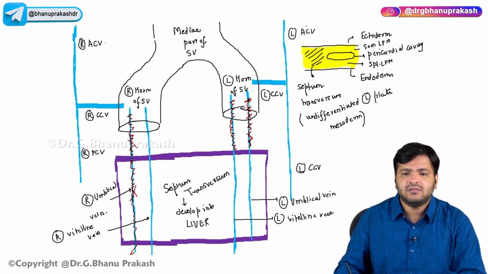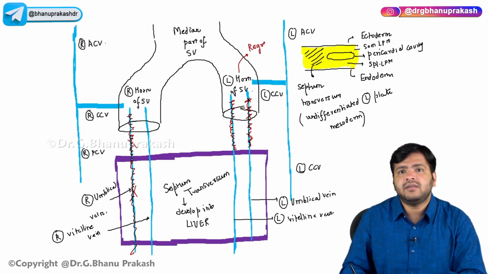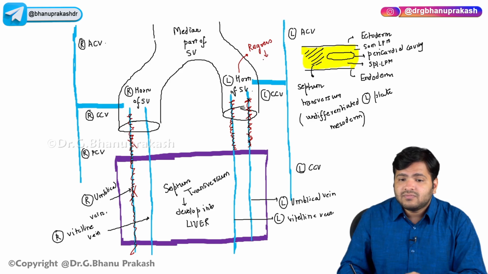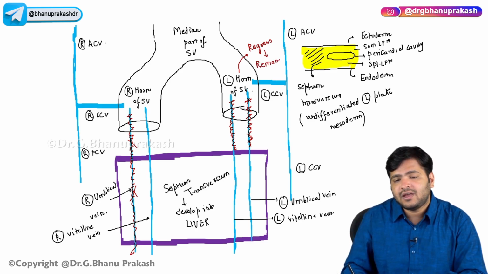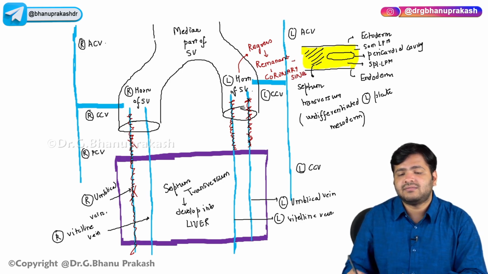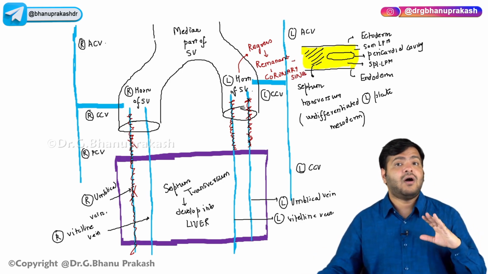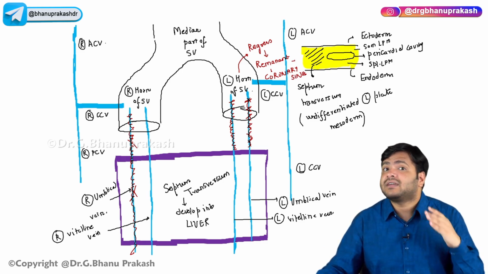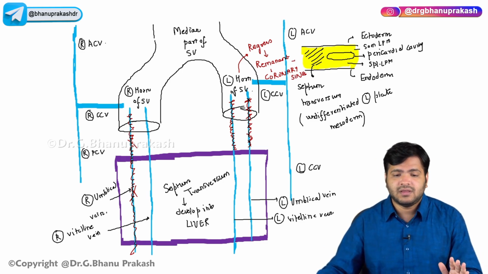So remember, the left horn will regress, and the remnant is called the coronary sinus. I hope you already know the term. What is the coronary sinus? The remnant is called the coronary sinus in adults. Again, I am using the term regress: it will not completely disappear, it will regress.